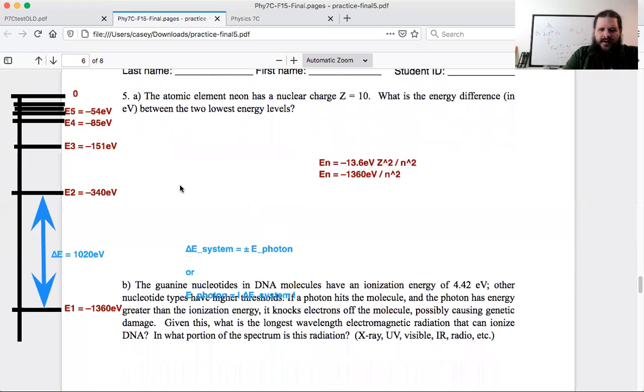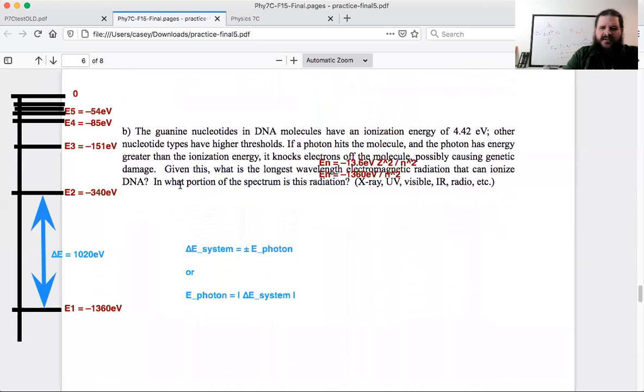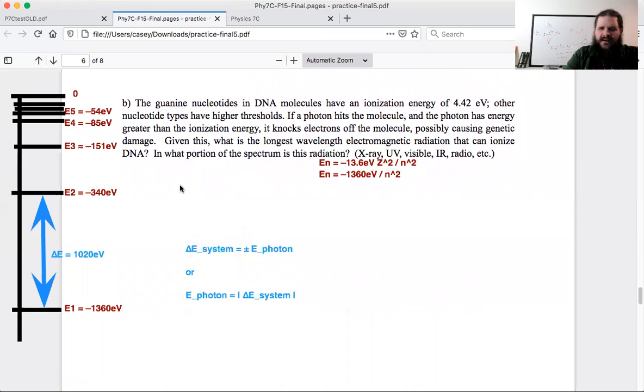Then let's take a look at part B, which I think is a similar idea. We're just using a different molecule, guanine nucleotides. And yeah, so in this case, I think we're talking about the same overall sort of chart in terms of energy values, but we're going to have different amounts for the energy.